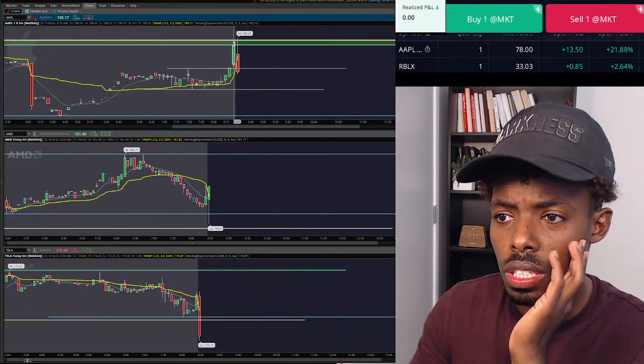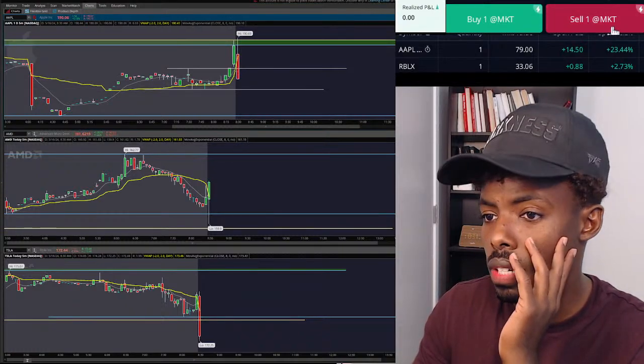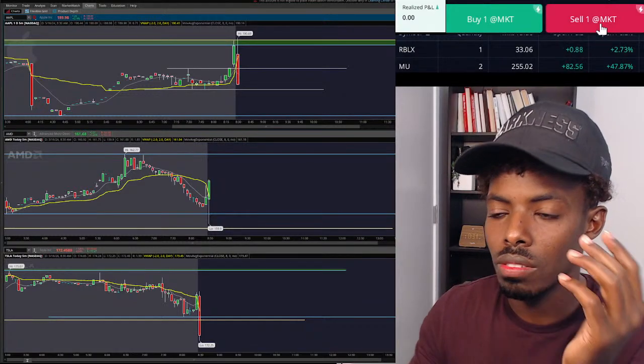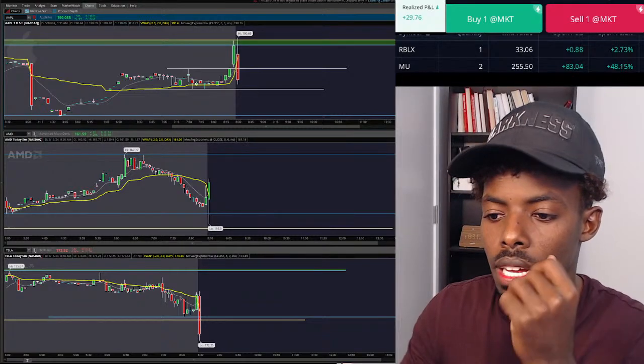Apple ultimately failed to break the high. And now we're approaching this level here. So I will be clearing it out as well. All right, cool. 30%. We respect that. That was a clean trade. Not that bad at all.